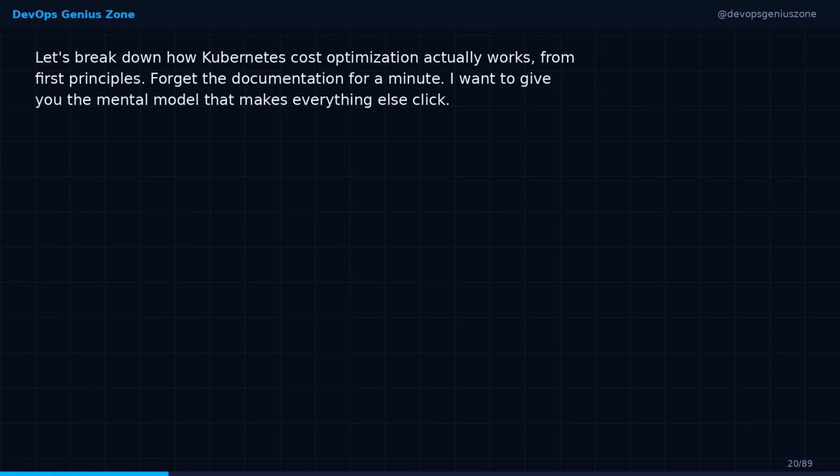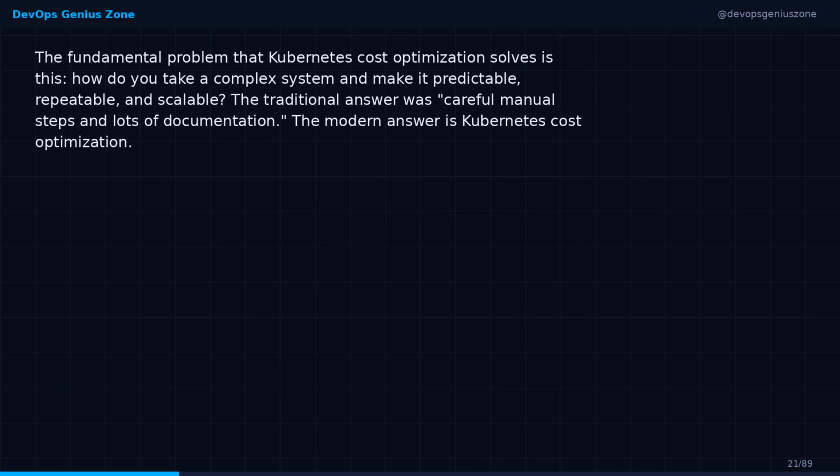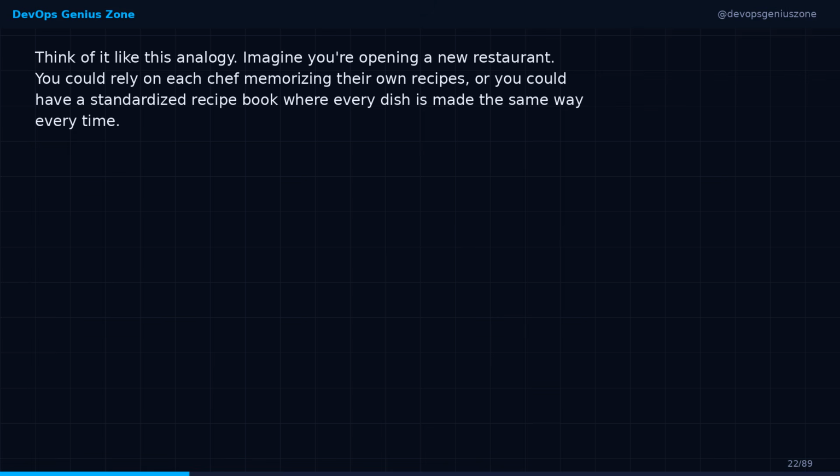Let's break down how Kubernetes cost optimization actually works, from first principles. Forget the documentation for a minute. I want to give you the mental model that makes everything else click. The fundamental problem that Kubernetes cost optimization solves is this: how do you take a complex system and make it predictable, repeatable, and scalable? The traditional answer was careful manual steps and lots of documentation. The modern answer is Kubernetes cost optimization.